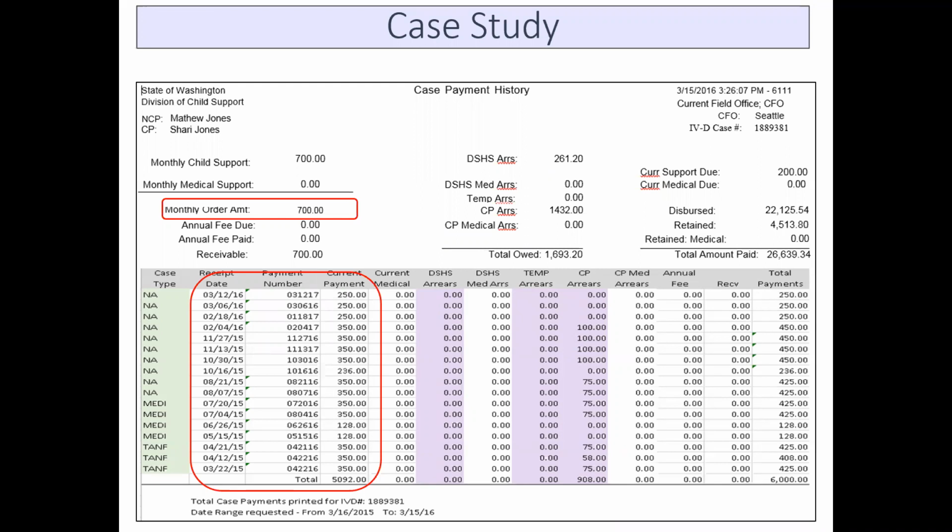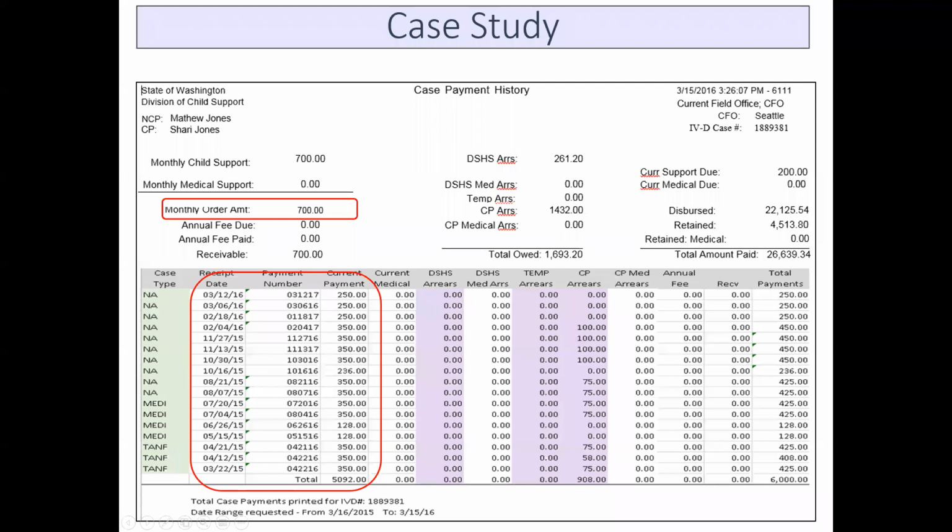So when we look at child support, we have to look at several things. Remember, we only want to count not what's ordered, but what's really being received. So a 12-month history is a great way to see what's really being received, and that's totaled up here as $5,092.